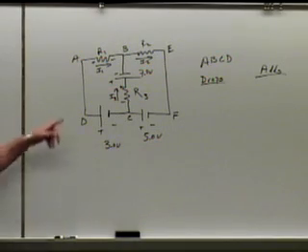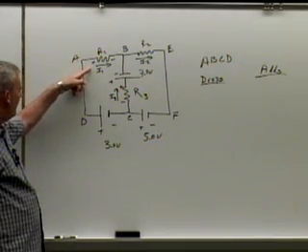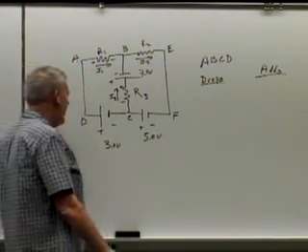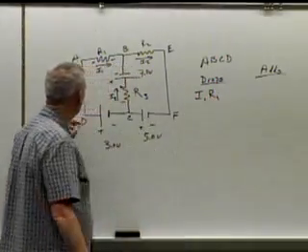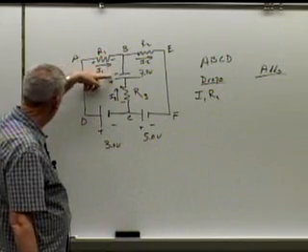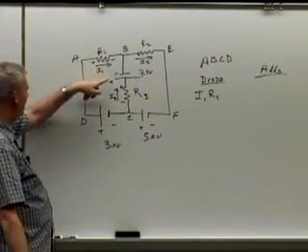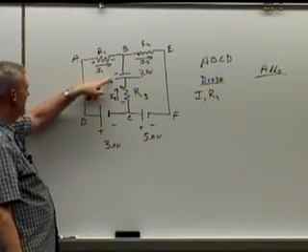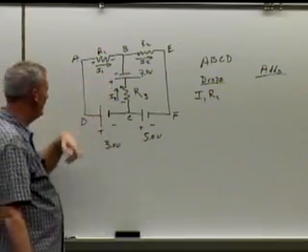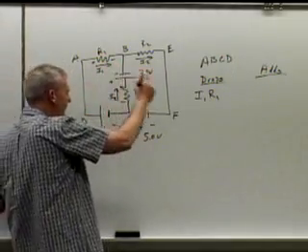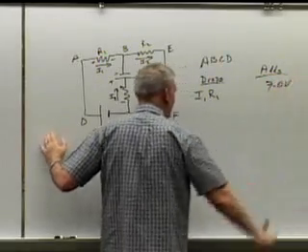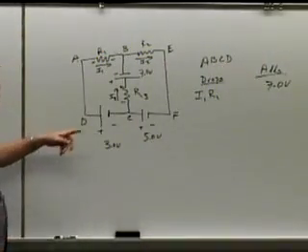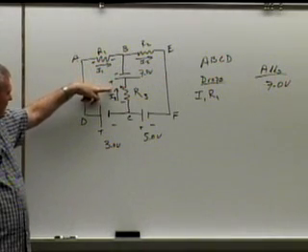Okay, so we start here at A. The first one we run into, this is a drop, and that would be I1 times R1. Come around here. And what are we doing here at this 7-volt thing? A gain, because we went from minus to plus, because we're just going to go around this way. So we've gained 7 volts. And now what do we do here? Go from plus to minus.